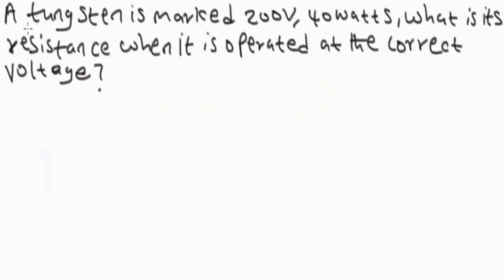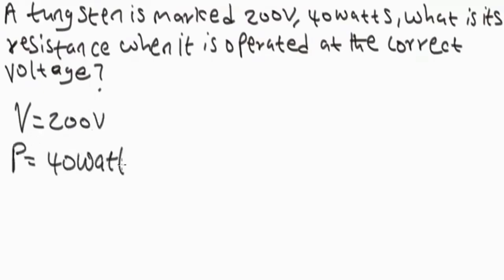Okay, so let's look at this question. It says a tungsten lamp is marked 200 volts, 40 watts. What is its resistance when it is operated at the correct voltage? So in this question we have the parameters. We have our voltage to be 200 volts, we have our power to be 40 watts. We're looking for resistance, which is unknown. Alright, so for us to get resistance, we're going to apply Ohm's law, which is V equals current times resistance.